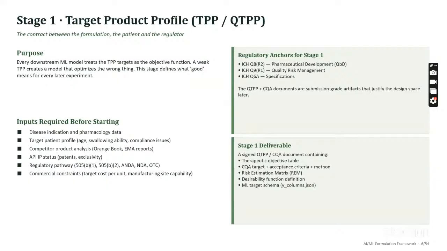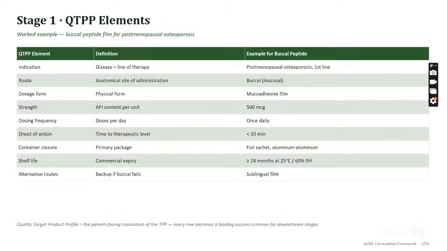Inputs: indication and pharmacology data; target patient profile, age, swallowing ability, and compliance issues; competitor product analysis, Orange Book and EMA reports; API IP status, patents, exclusivity, and regulatory pathways: 505(b)(1), 505(b)(2), ANDA, NDA, OTC.